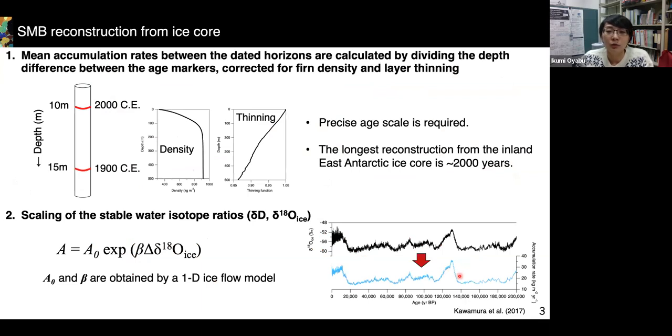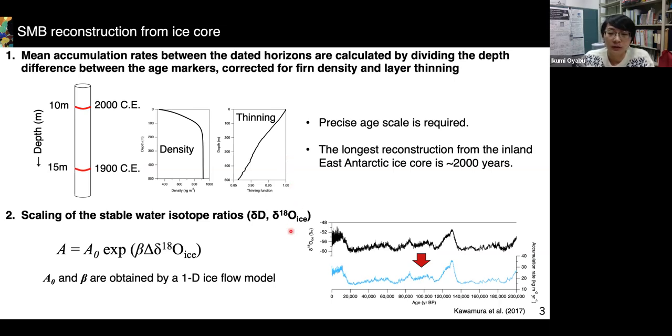Firn and ice cores have provided the accumulation histories for much longer time scales. There are mainly 2 methods to reconstruct. One is that mean accumulation rate between dated horizons are calculated by dividing the depth difference between age markers corrected for firn density and layer thinning. This method requires a precise age scale. The longest reconstruction from the inland East Antarctica with this method is about 2 kilo years.